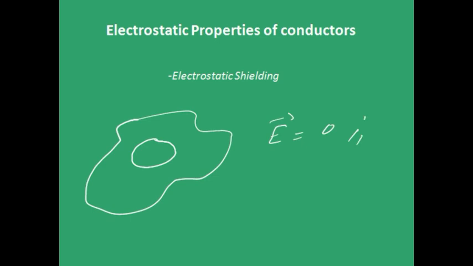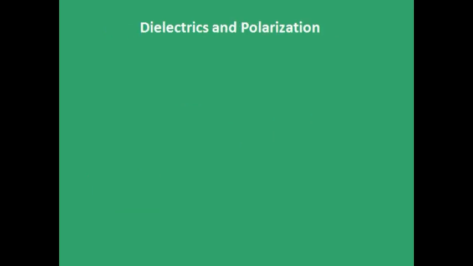zero. Whatever may be the shape of the conductor, whatever may be the size or charge on the conductor, or whatever environment in which it is placed, it doesn't matter. The electric field inside will be zero. Using this, you can create an environment which is completely isolated, or electrically isolated from the rest of the world.